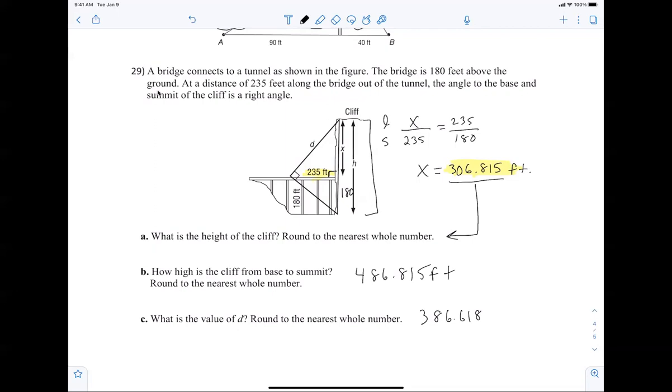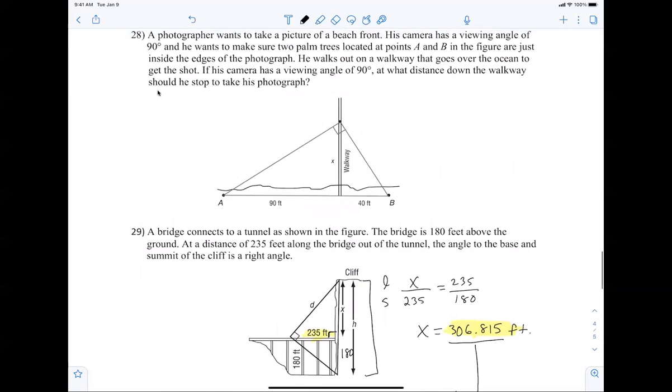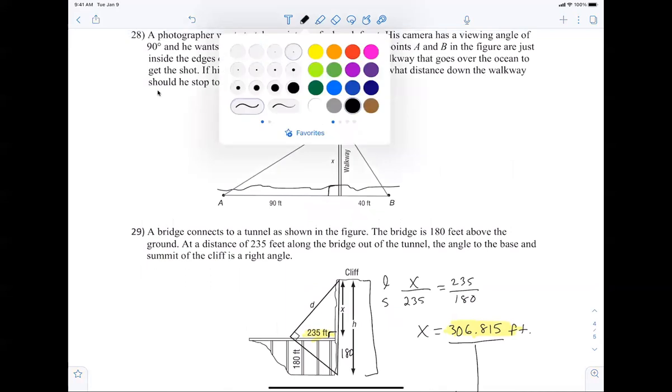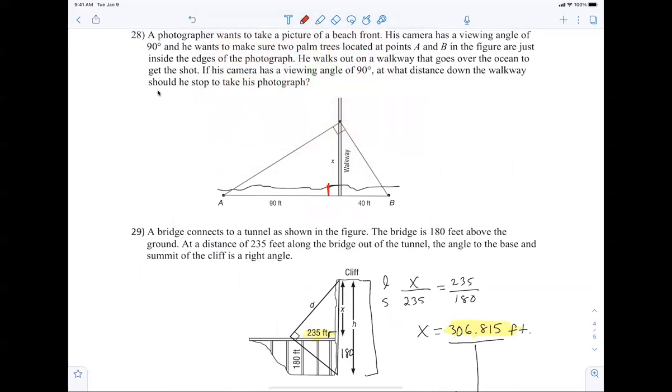Somebody else now. Good for you. 28, let's look at 28. Okay, so now I'm assuming this is going to be a right angle also. I'm going to make this a little darker. So this is a right angle, right?